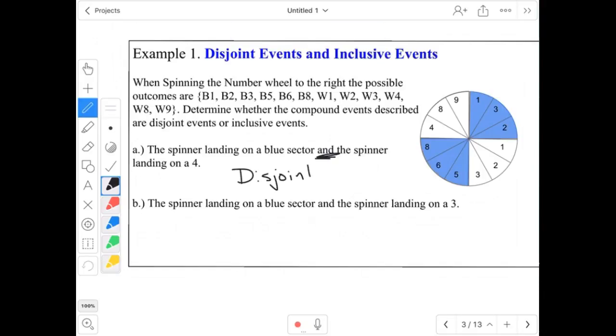Now that second one, the spinner landing on a blue sector and the spinner landing on a 3. For this one, we have this little slice of the pie right there that is both blue and the number 3. So this would be inclusive because those share at least one thing in common.